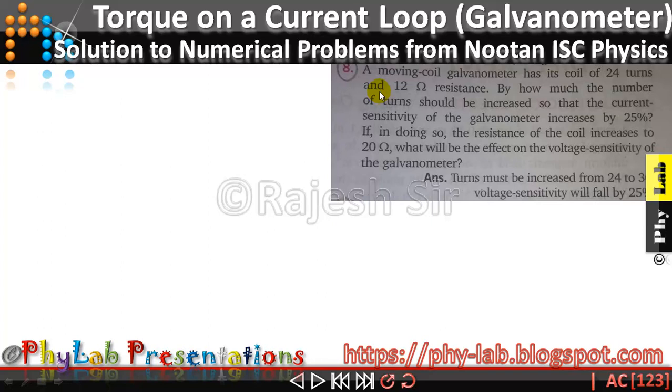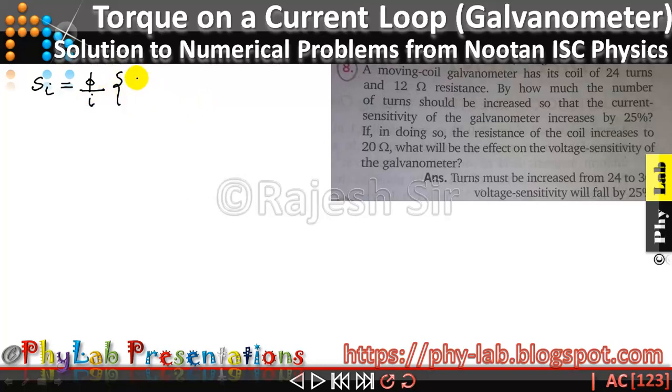But before starting with the numerical problem, let me make these two terms very clear to all of you. One is current sensitivity, another one is voltage sensitivity. तो बच्चों सबसे पहले इस बात को समझते हैं current sensitivity क्या होता है. So current sensitivity is defined as the deflection produced per unit amount of current flowing through the galvanometer.